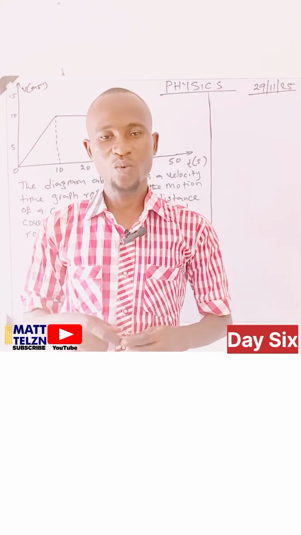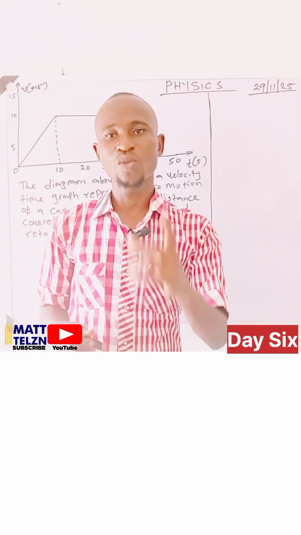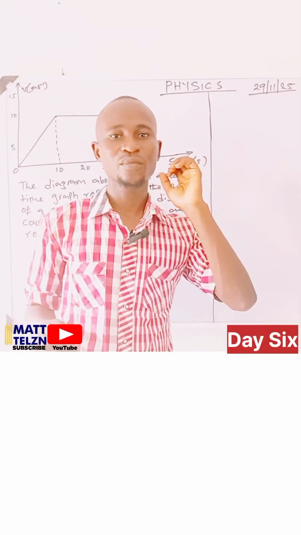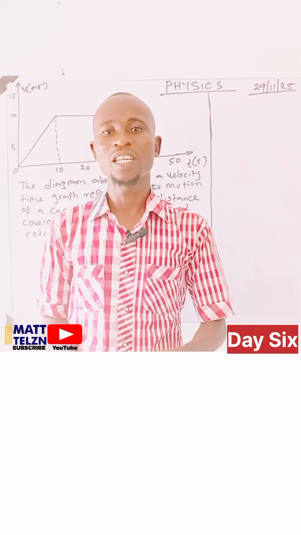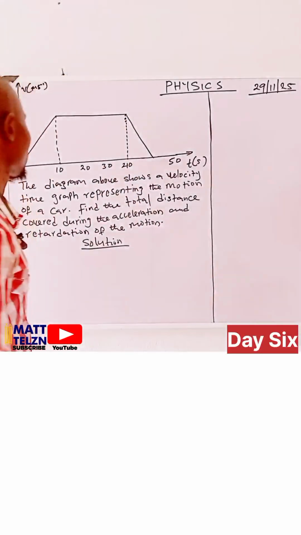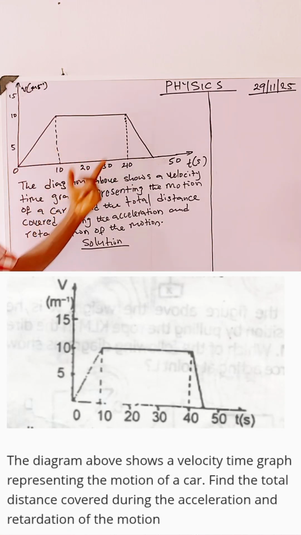So today we are going to solve a very simple problem using a linear graph, a graph that represents the motion of an object in a linear direction. Now let's get this. This is the graph, right?